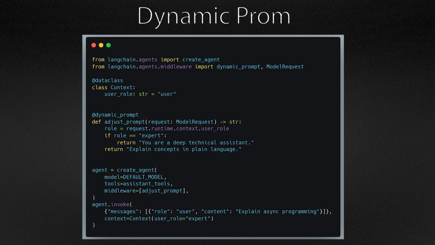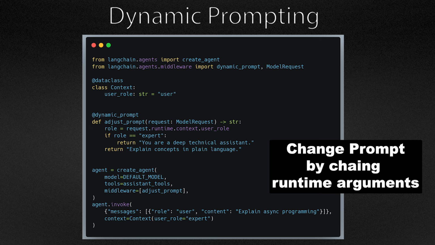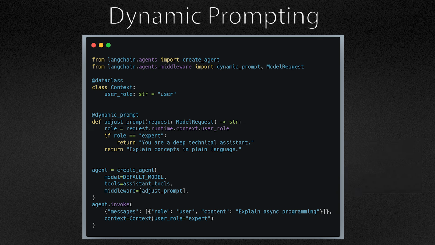Dynamic prompting is also a new feature. This allows you to switch prompts by changing runtime arguments. Just import the dynamic prompt decorator and write a function with a single model request parameter. This gives you access to runtime parameters you can use to select different prompts on the fly.